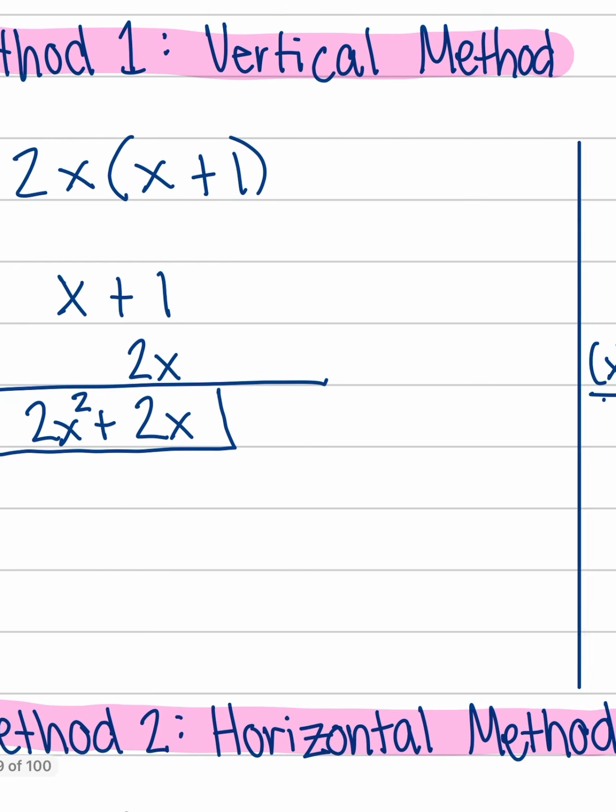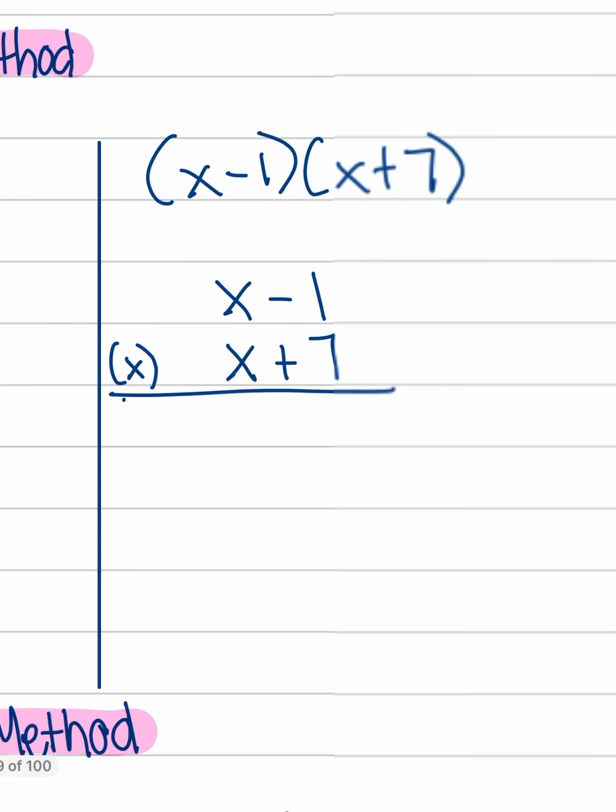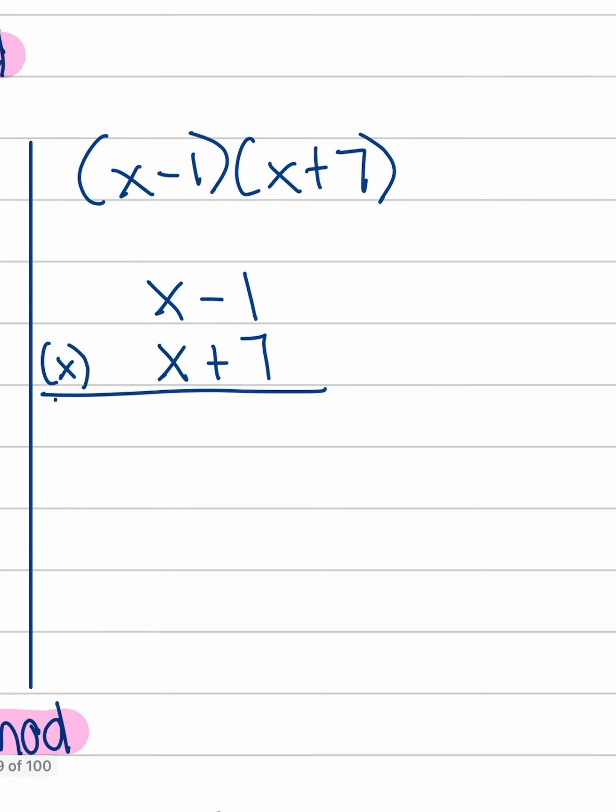And then moving over to our next example with the vertical method. This time we have 2 binomials multiplied together. They both have 2 terms. So we still set it up the same way. The only difference is that we're going to be multiplying this 7 by -1 and x, and then we're going to move over and multiply this x by -1 and x, just like we would with normal multiplication. So first off, I'm going to do 7 times -1 and get -7. Then I'm going to do 7 times x and get 7x.